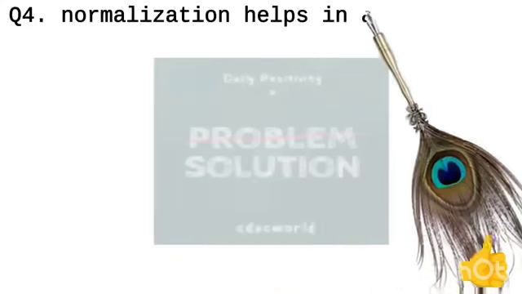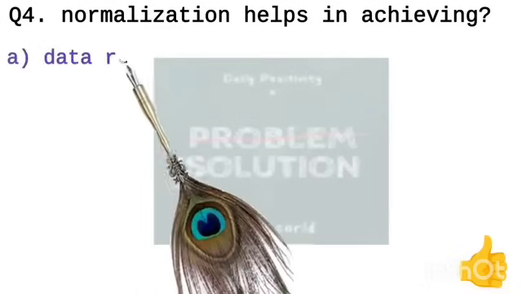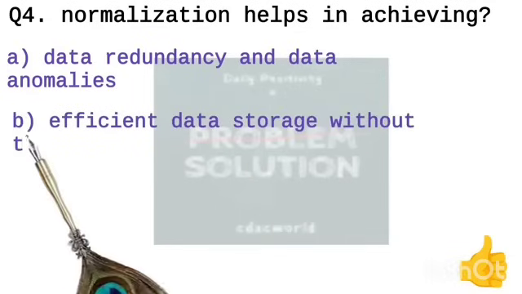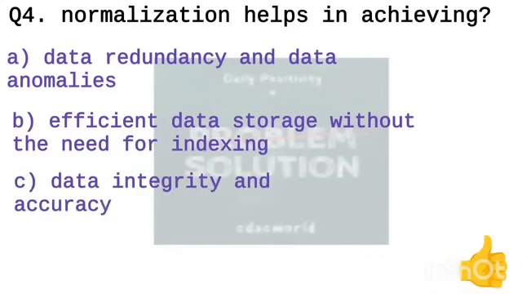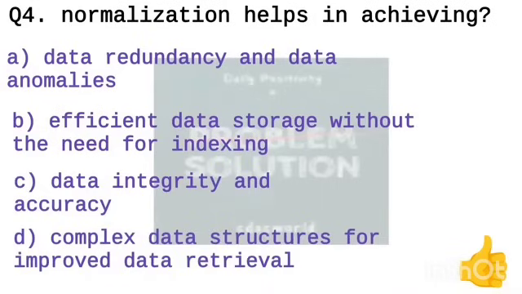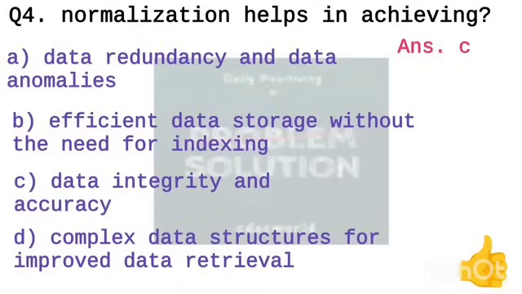Query number 4. Normalization helps in achieving. Option A, data redundancy and data anomalies. Option B, efficient data storage without the need for indexing. Option C, data integrity and accuracy. And option D, complex data structure for improved data retrieval. And the answer is C, data integrity and accuracy.